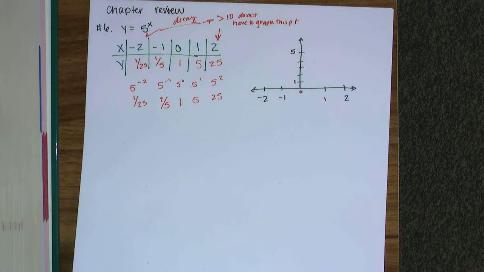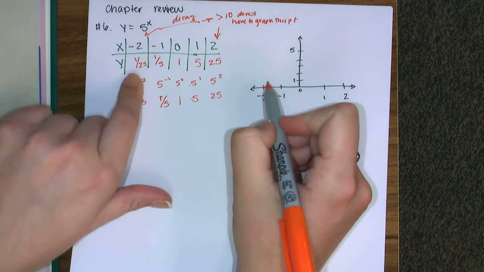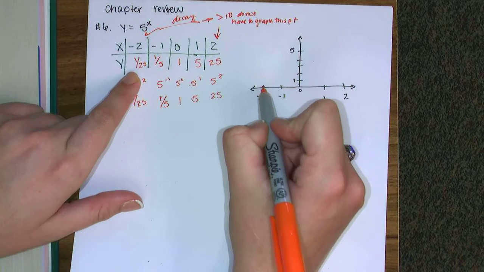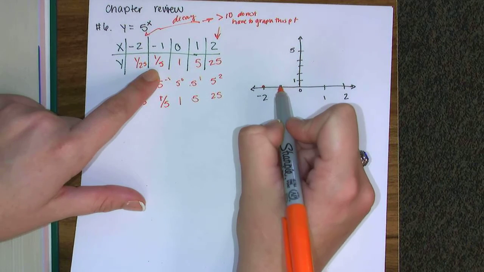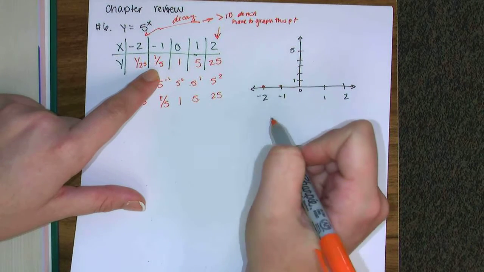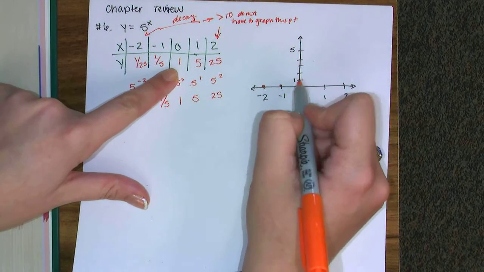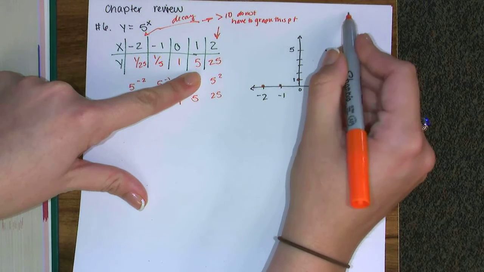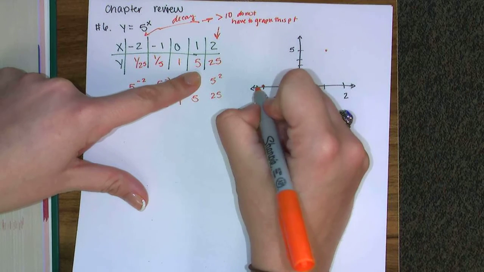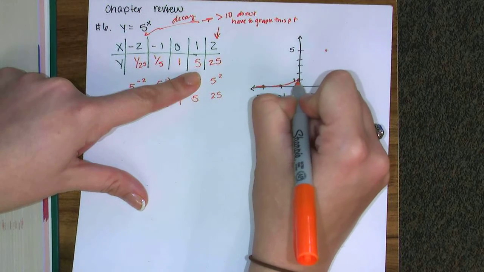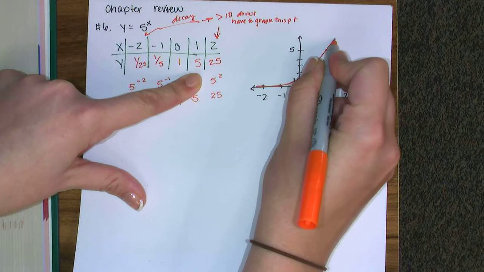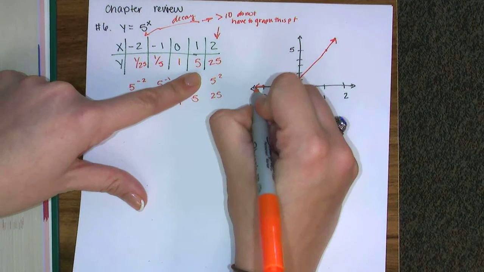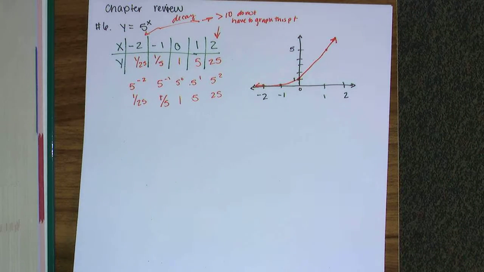Now I can graph the points. At -2, I'm at 1/25, so it's going to be barely above the line. At -1, I'm at 1/5, so it's a little higher up, but still not by much. At 0, it's at 1. At 1, we're at 5. And at 2, we're way up out here, so I'm not even going to draw it. But what we do when we draw this in is we draw it with a continuing arrow, showing that we're going up.